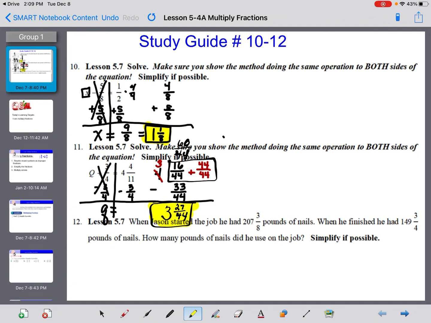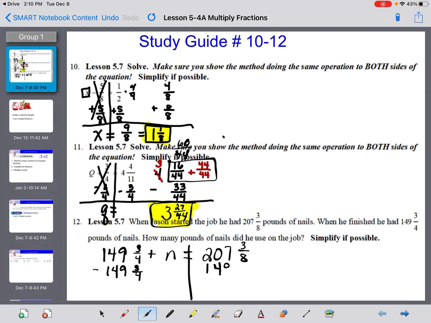The last one, Jason started a job that he had 207 3/8 pounds of nails. When he finished, he had 149 3/4 pounds of nails. How many pounds of nails did he use on his job? So when he started, 149 3/4 plus how many nails equals the number of nails he started with. N is the number of nails he used. I could subtract 149 3/4 from both sides of the equal sign.